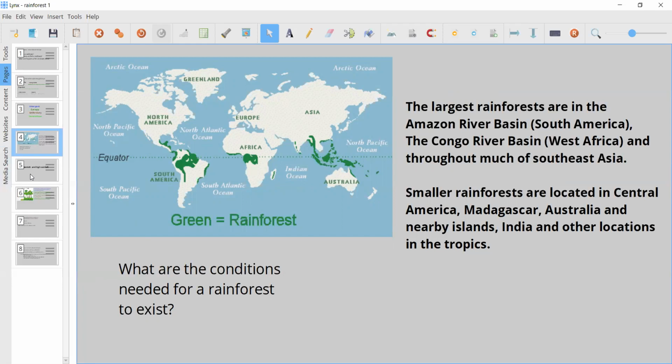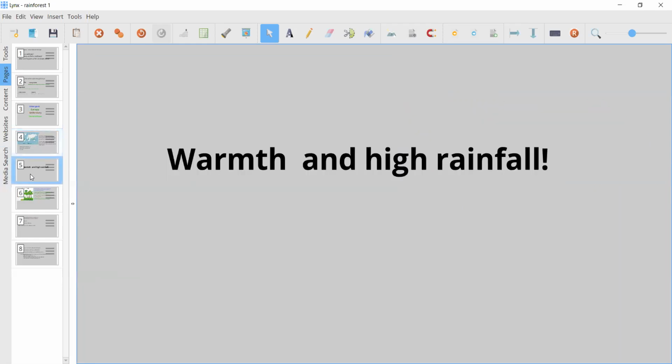What are the conditions needed for a rainforest to exist? You need a high degree of warmth, and you need high rainfall. So the rainforest has on average a lot more rain than we do, even in Earthlingborough, where we often have a lot of rain, but the rainforest has a high degree of warmth and high rainfall.